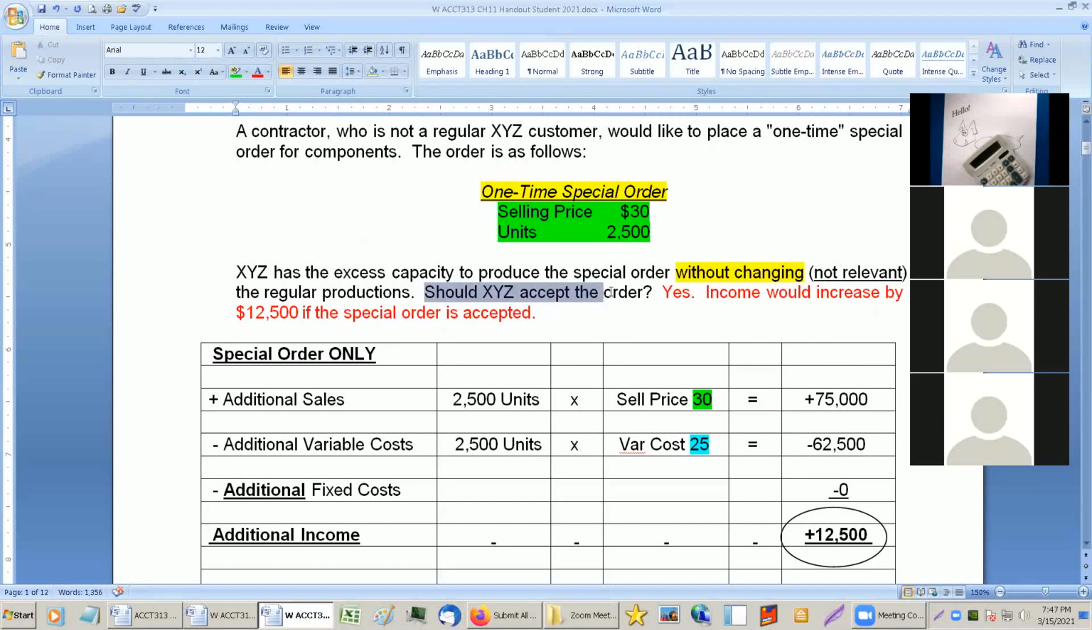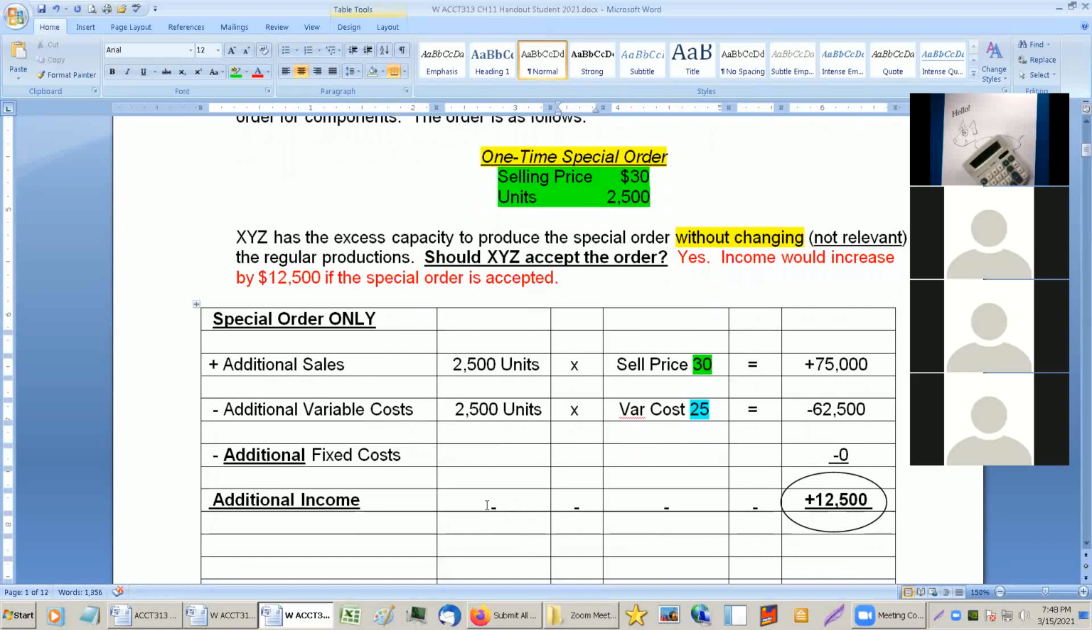So should they accept the special order? Yes. Now we don't know what the total income is, but for this decision, it doesn't matter. You know, we're not going to change the rate of production.